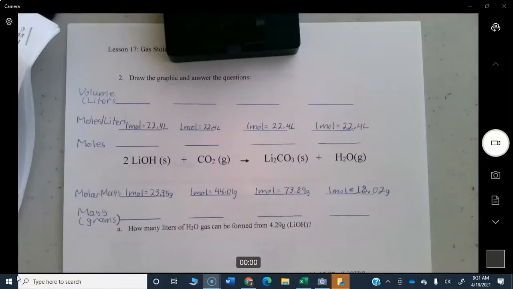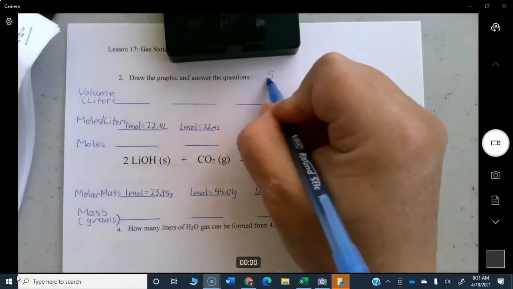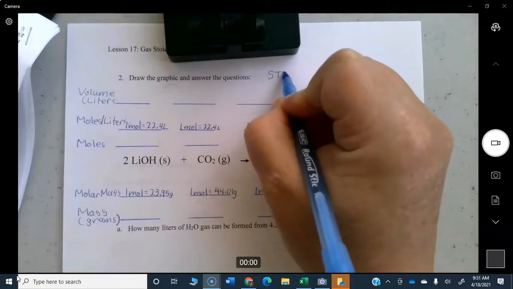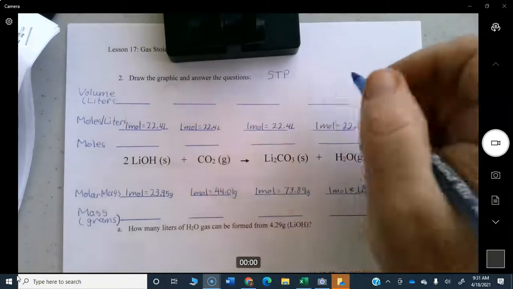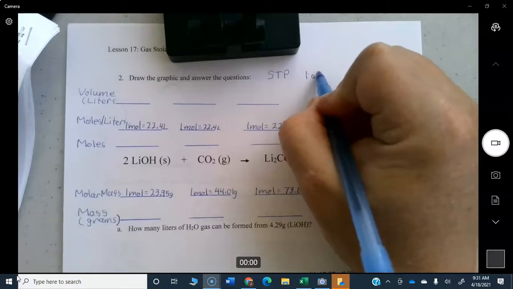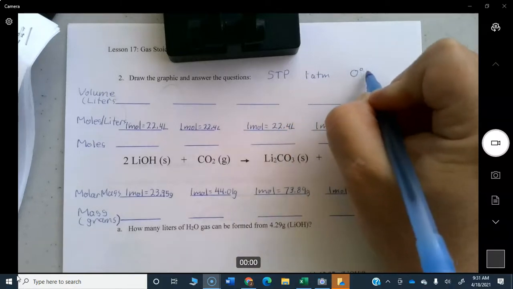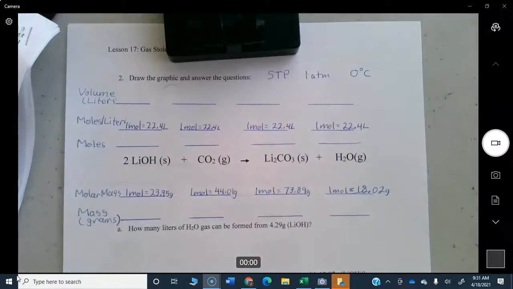All right, so we're on to problem number 2. That's 2 of the second problem. And again, this is an STP problem, even though I didn't print that on this. So again, let's refresh our memory. It's 1 atmosphere of pressure and 0 degrees centigrade temperature.